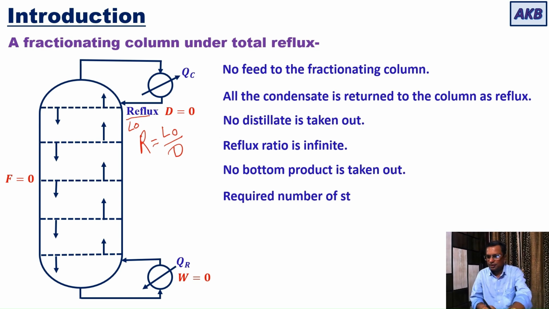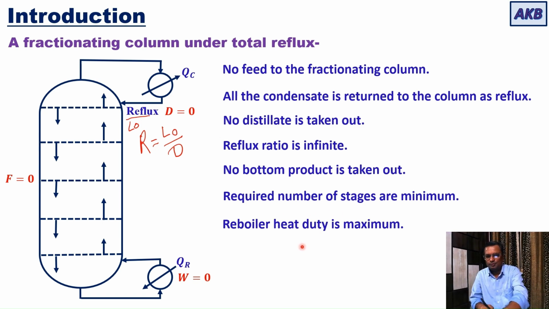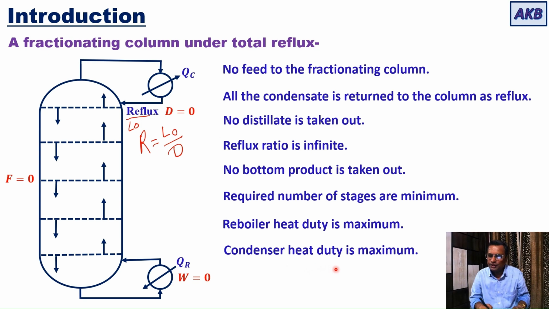Then no bottom product is taken out, that is W is equal to 0. Then the required number of stages to bring about the desired separation is minimum. Then reboiler heat duty is maximum, that is, the heat required to boil the liquid solution is maximum. Similarly, condenser heat duty is maximum. The quantity of heat that is to be removed from the vapor is maximum. Condenser heat duty is nothing but the amount of heat that is removed from the vapor in order to condense it.